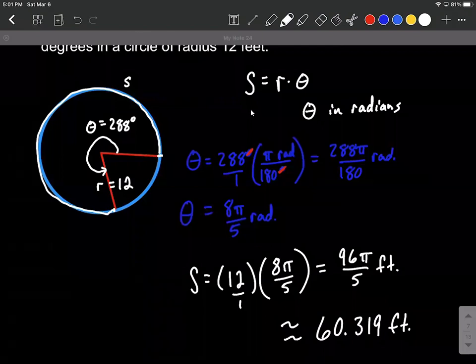All right, hope this helped you out. Make sure that when you're doing these, if theta is given to you in degrees, you got to make sure it goes over to radians first before you plug into our formula. All right, good luck to you with figuring these out.